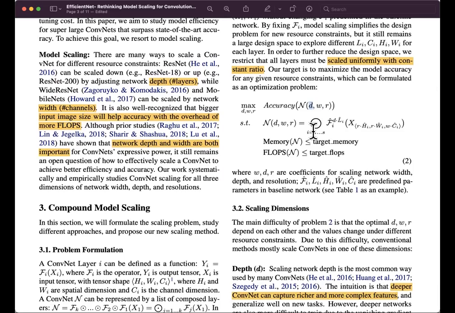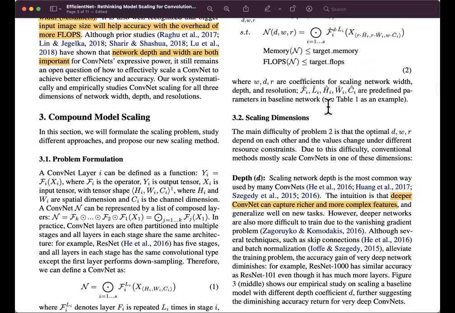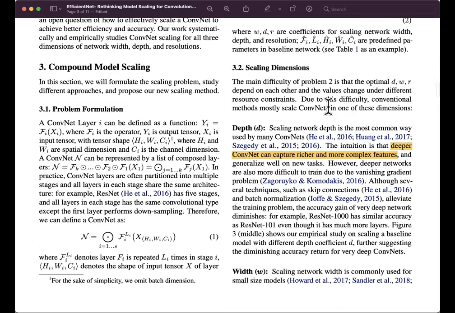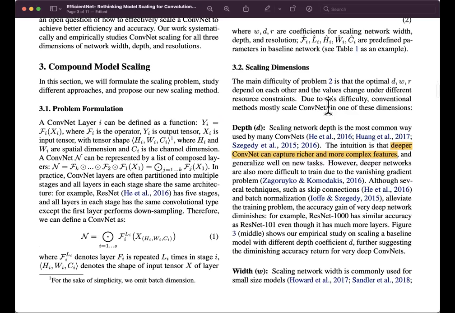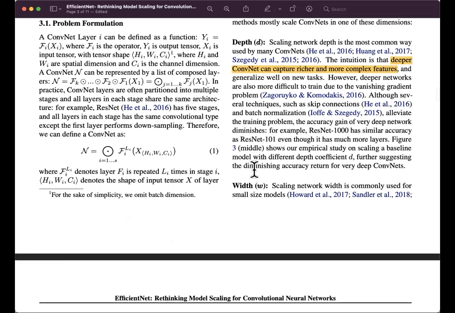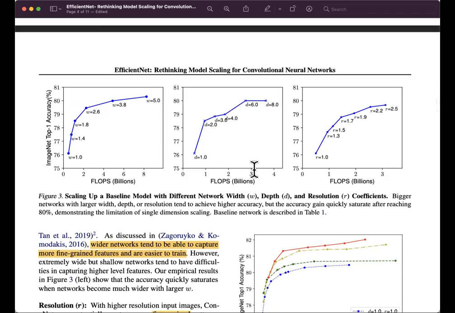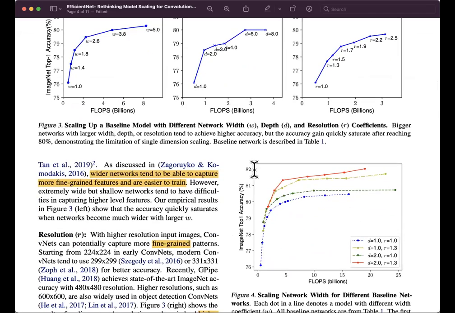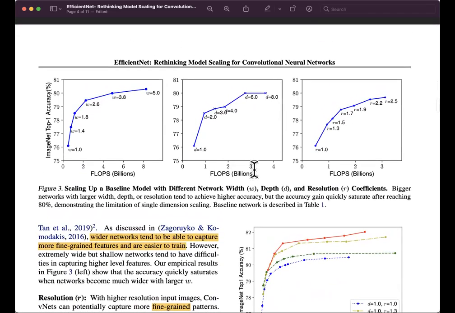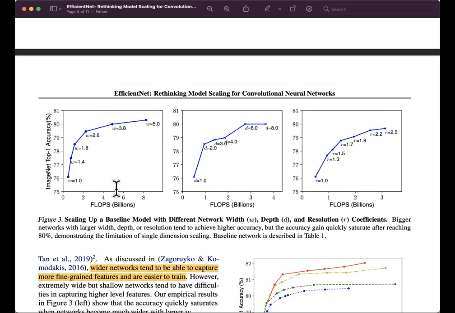So depth goes from 1 to S for this D, and H and W should represent our resolution R here. Then we have 3 scaling dimensions: depth, width, and height. Resolution. And then we show the graph for each one independently.